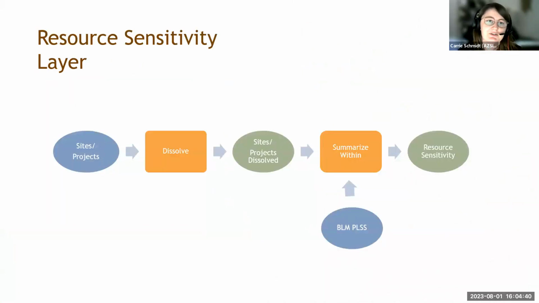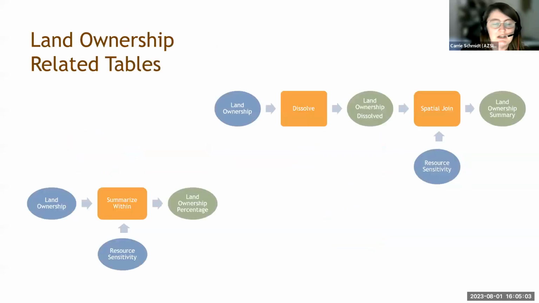For generating the resource sensitivity layer, this is separate for sites and projects, but I combined it for this diagram. It just goes through a dissolve before being used in the summarize within tool with the PLSS polygons as the input. It's not in this diagram, but the resulting acres per section is then divided by the total section area and multiplied by 100 to get the percentage.